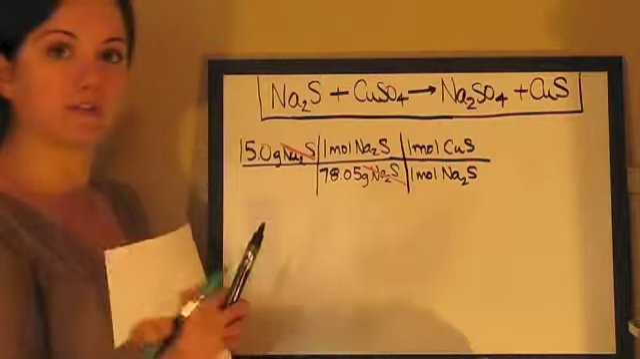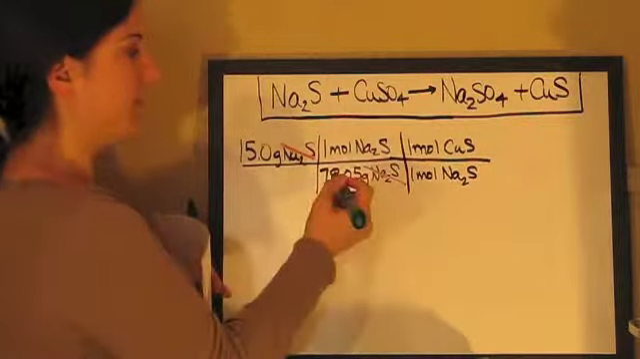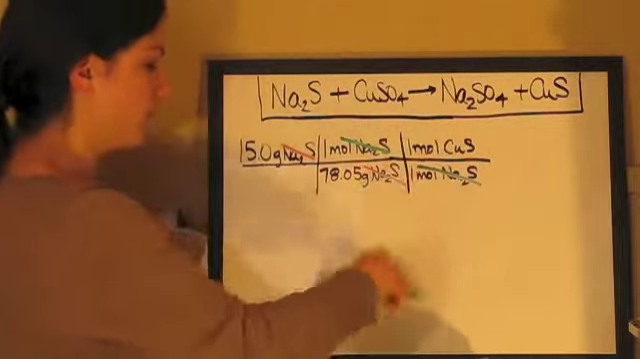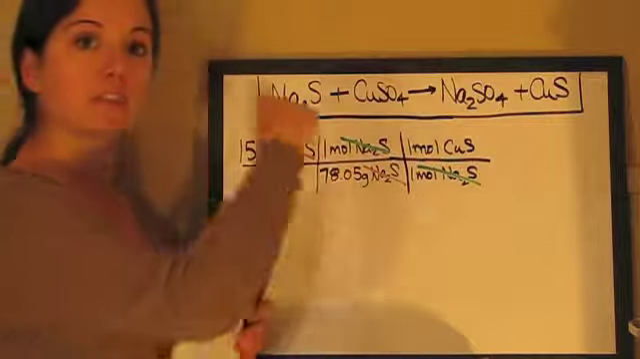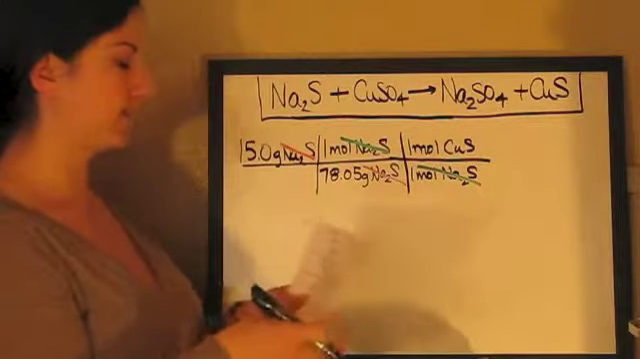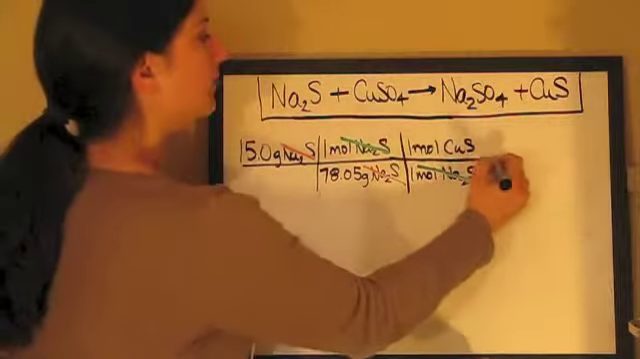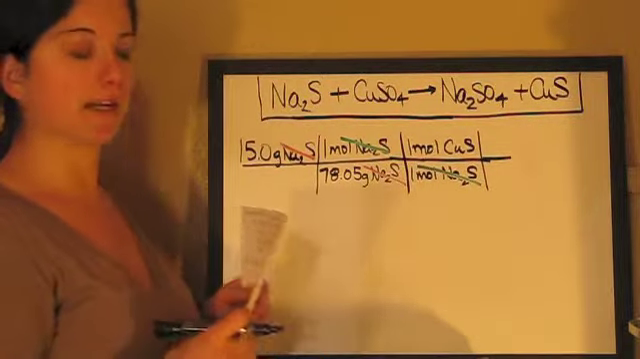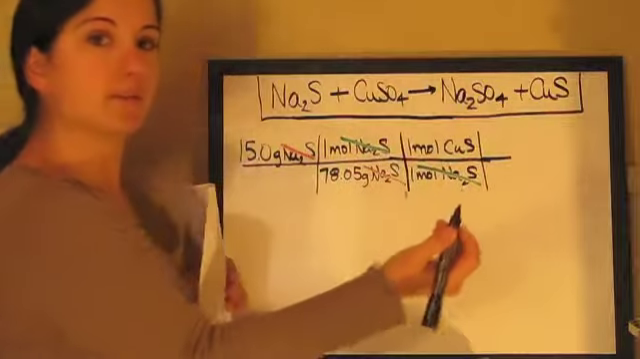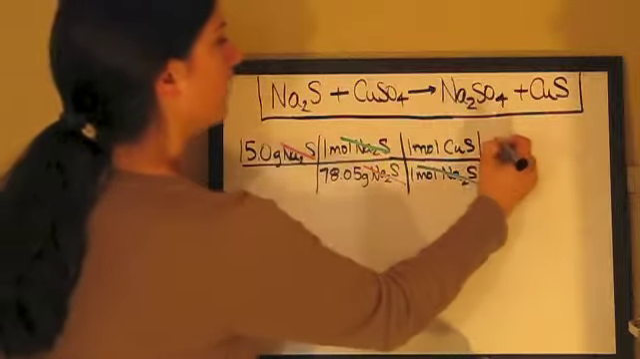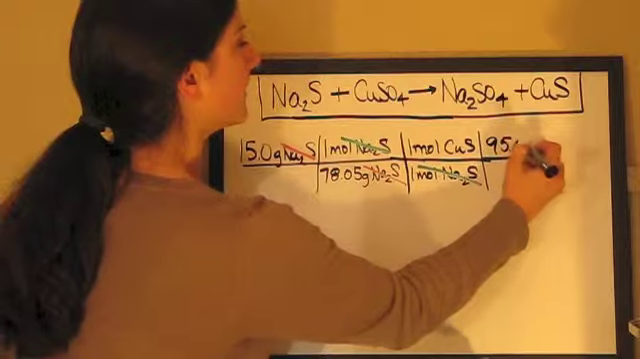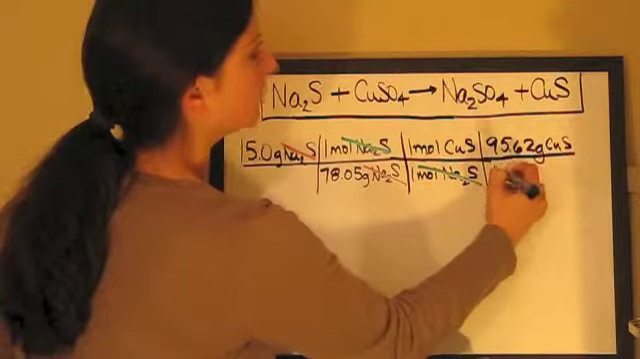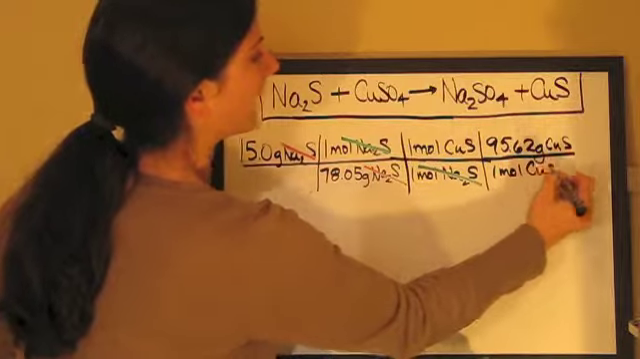So I'm going to go ahead and cancel my units out here so we can keep track. We have moles of sodium sulfide on the top, and those cancel with moles of sodium sulfide on the bottom. Remember, things that are diagonal from each other cancel out. So now we're in moles of copper sulfide, but we're going to take this all the way to grams of copper sulfide. We can do that using the molar mass of copper sulfide. We have 95.62 grams of copper sulfide for every 1 mole of copper sulfide.